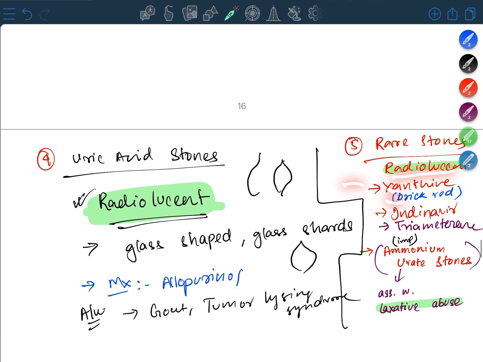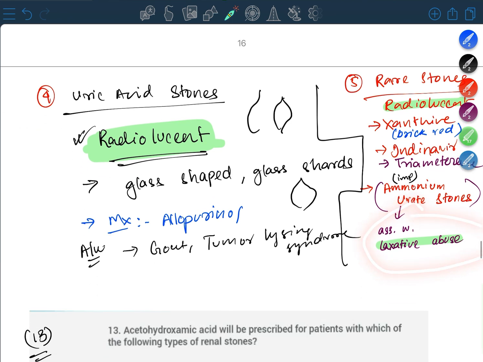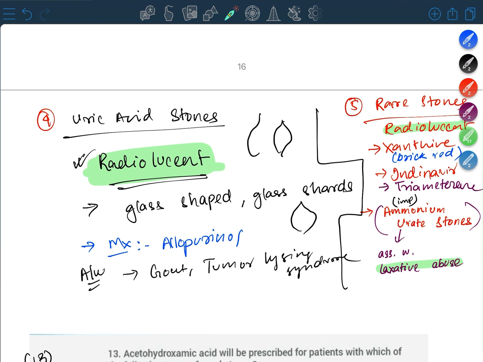Xanthine. Xanthine is brick red in color. See, I have written it in red color so you can remember brick red. Indinavir stone and triamterene are drug-induced stones. And ammonium urate stones are associated with laxative abuse, meaning if a patient takes too many laxatives, then ammonium urate stones can be found.